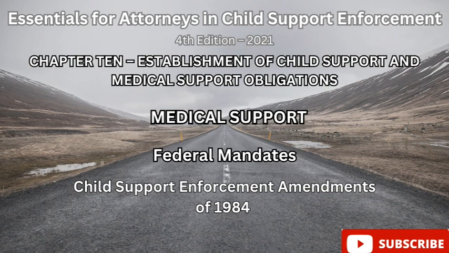In order to do so, they must make a written or specific finding on the record of a judicial or an administrative proceeding that the application of the guidelines would result in an inappropriate or unjust order in that particular case. Findings that rebut the guidelines must state the amount of support that would have been required under the guidelines and include a justification of why the order varies from the guidelines.